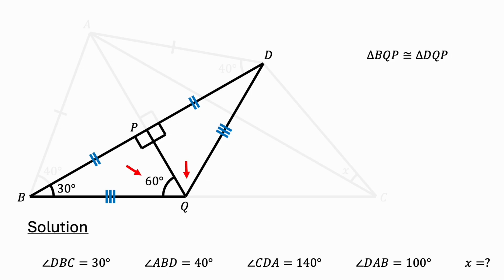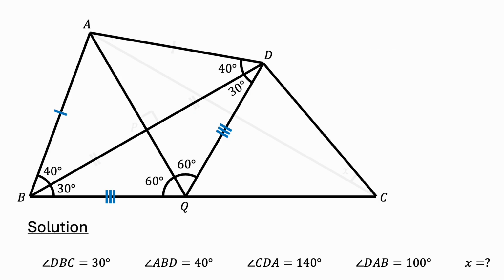Similarly, angle BQP and angle DQP are corresponding angles in congruent triangles. Therefore, angle DQP equals angle BQP equals 60 degrees. Likewise, angle PBQ and angle PDQ are corresponding angles, so we have angle PDQ equals angle PBQ equals 30 degrees.